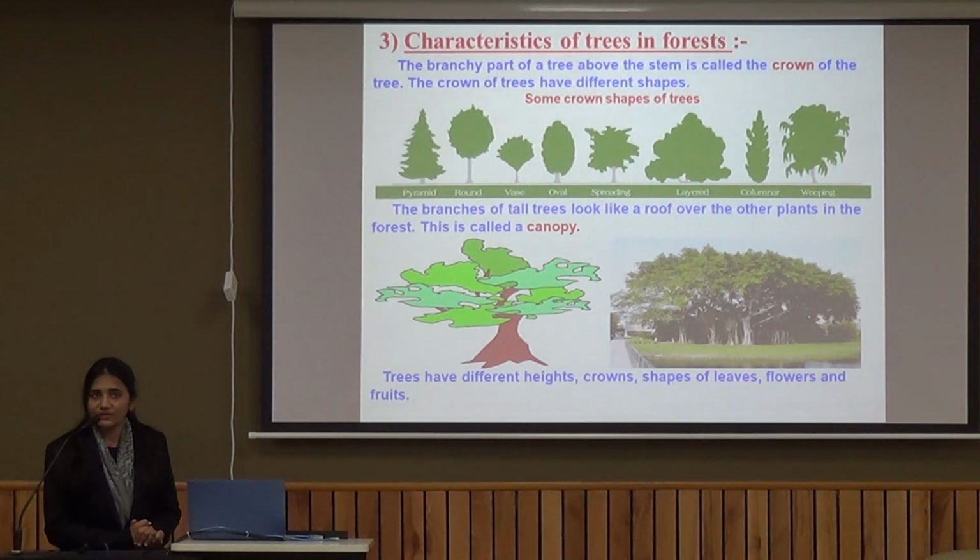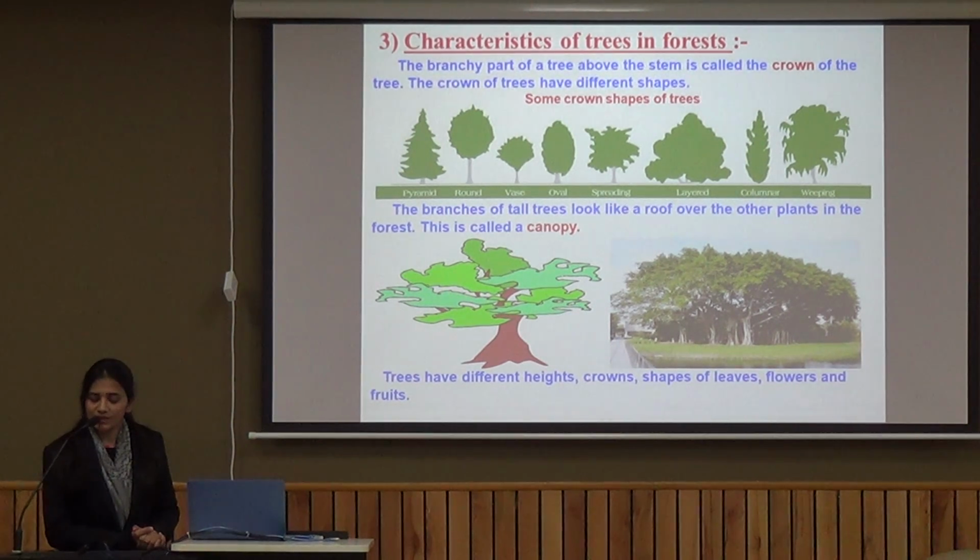Now the crown of the tree has different shapes. Different trees have different types of crown. For example, the pine tree which we see in Kashmir or in the hilly areas. Now pine tree has a shape like a triangle. Now the crown of this tree will be known as pyramid, and the crown of the next tree is round. Then it is vase, oval, spreading, layered, columnar and weeping. For example, the mango tree has a spreading kind of crown.